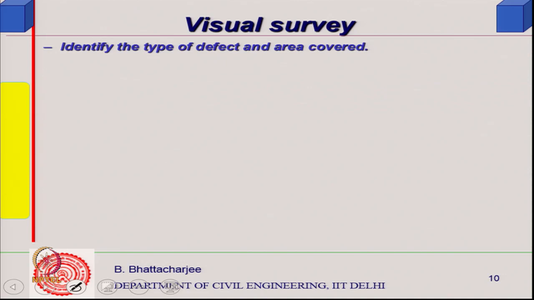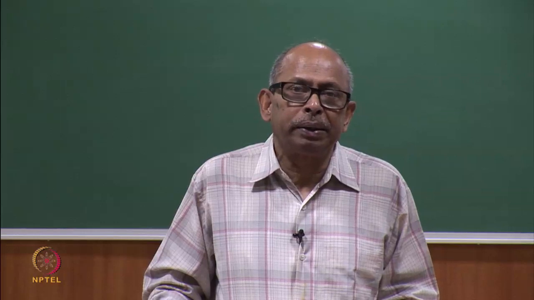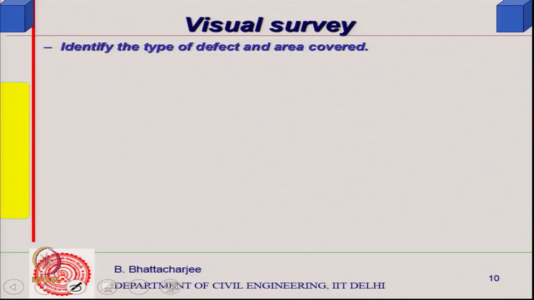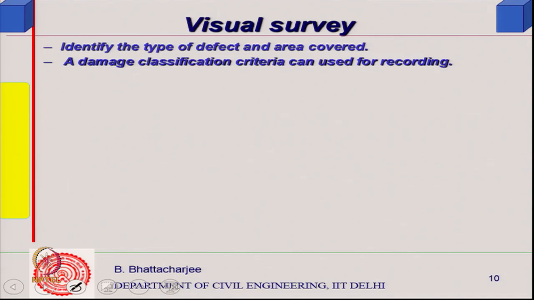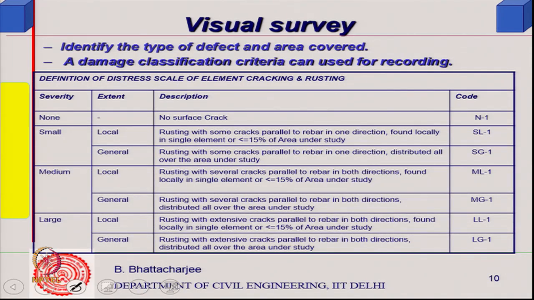Now, we will come back to the formula related to the number of tests as a function of error, but let us first look a little bit more at the first part, that is your visual survey. The purpose of this is to identify the type of defect and the area covered. Then you can start to devise a kind of damage classification criteria. This is done for many structures, and you can do it for recording purposes. So, for example, you can talk in terms of severity, extent and description of what has happened, and then you codify it.